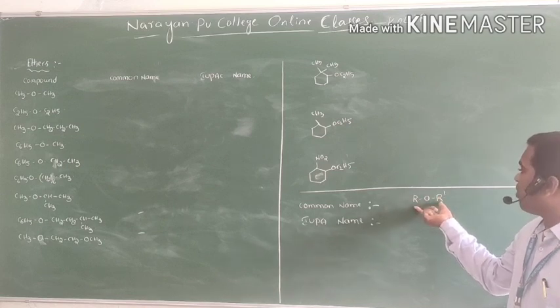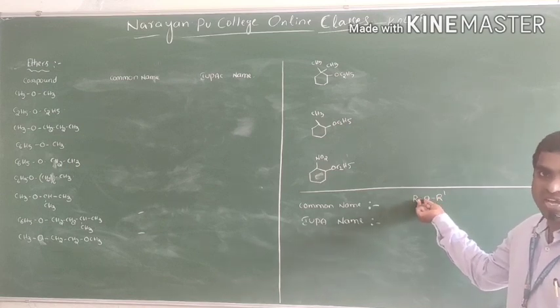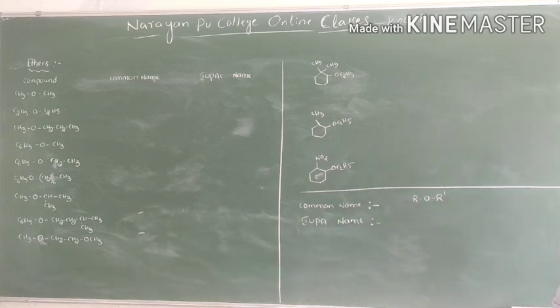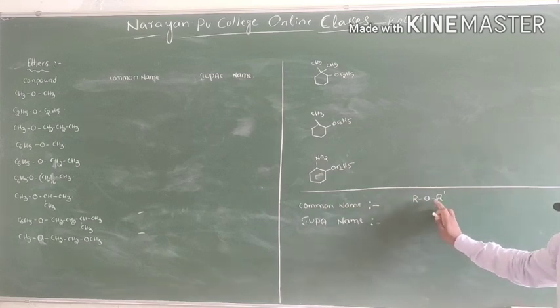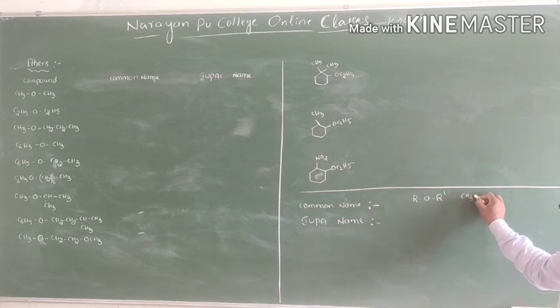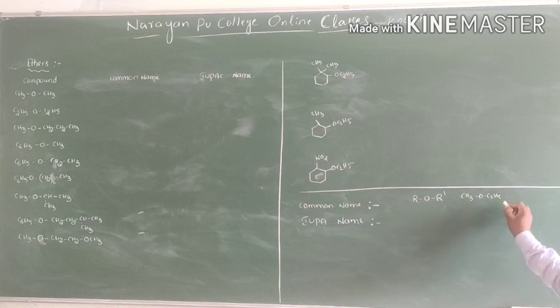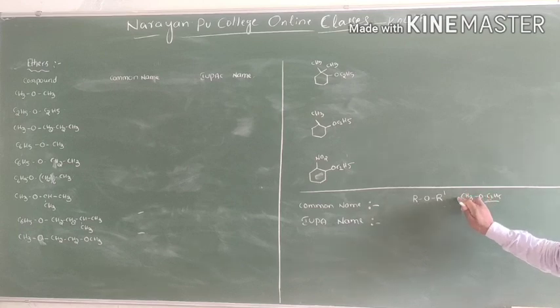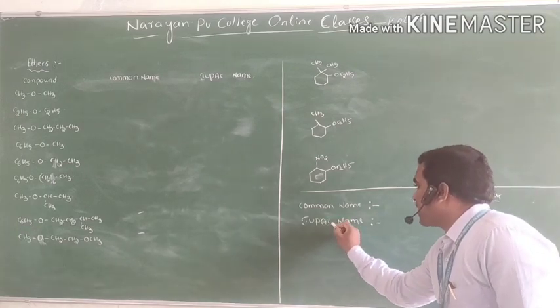We have to write the names of the groups attached to the oxygen in alphabetical order, followed by the term ether. Suppose I write CH3O C2H5. What is the common name? First we write the groups attached to the oxygen: here methyl and here ethyl. Which comes first alphabetically? Ethyl. So that's why ethyl methyl ether. That is the common name. But what is the IUPAC name?